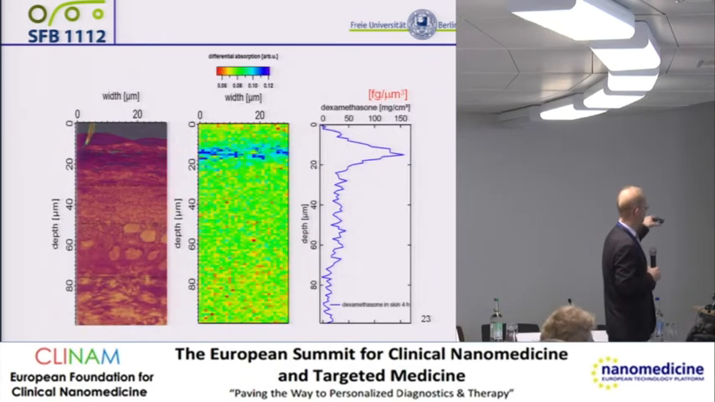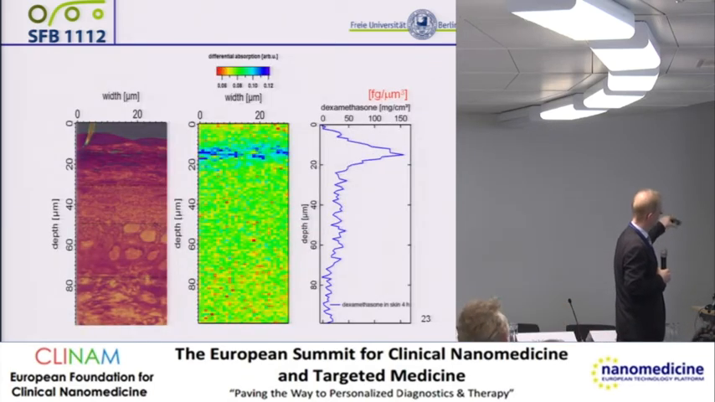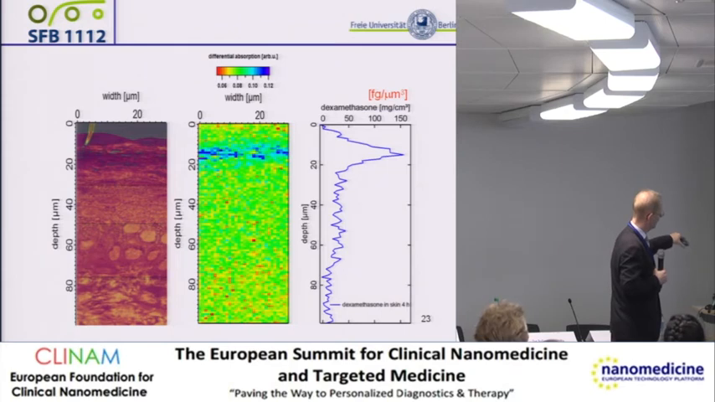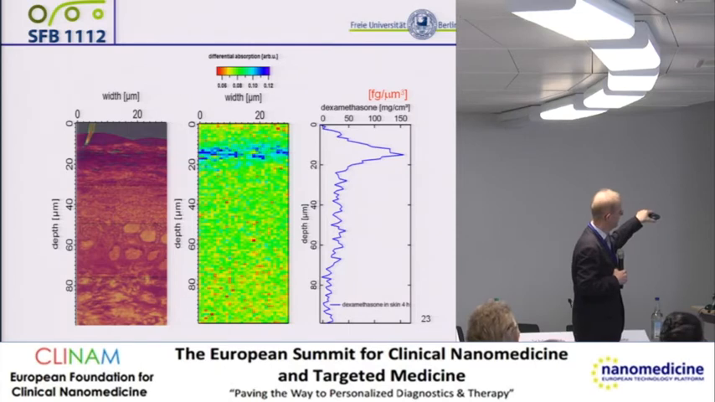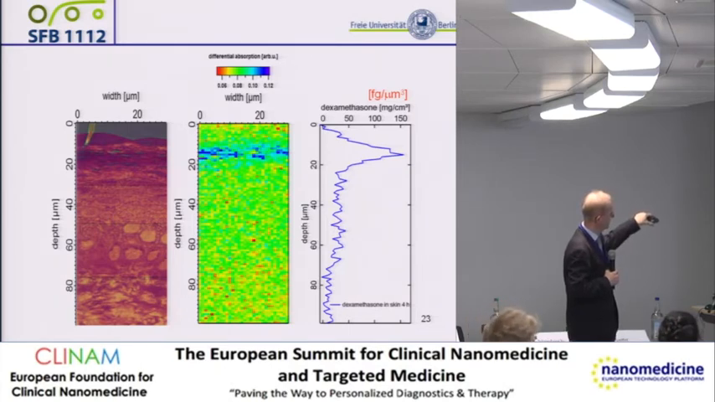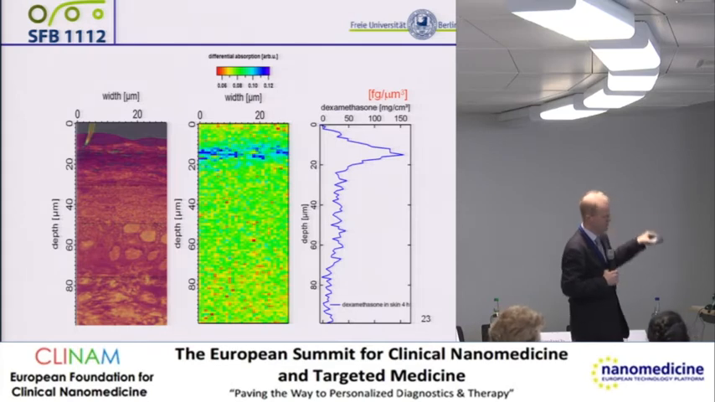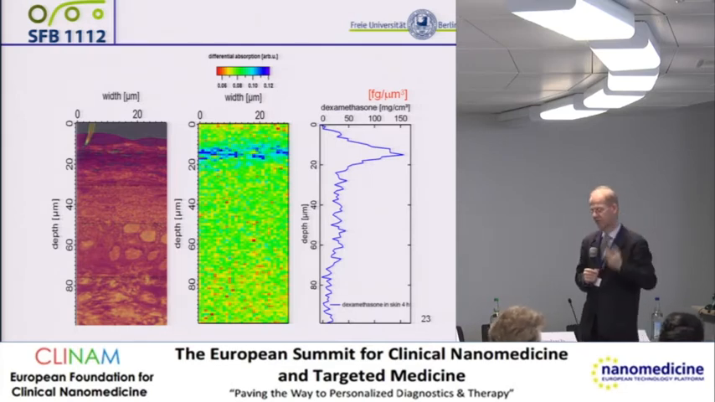And this is shown here. This is an optical microscopy image. This is the stratum corneum. Here, this is the epidermis. Then comes the dermis. And this is the drug concentration. So you see most of the drug sticks in the stratum corneum. And if we integrate here, you even find down to the basement membrane an increased concentration of the dexamethasone.